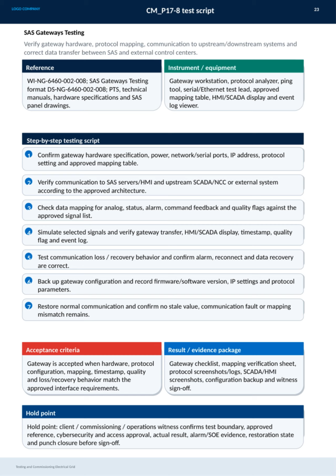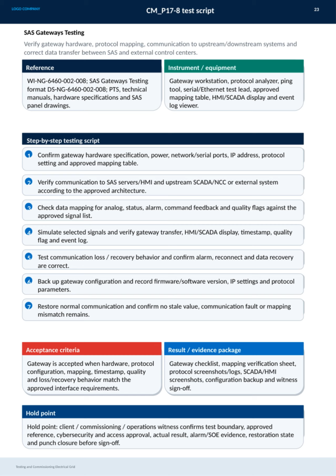The step-by-step testing script begins by confirming the gateway hardware specifications such as power supply, network and serial ports, IP address, protocol settings, and approved mapping tables. Next, we verify communication to SAS servers and HMI, as well as to upstream SCADA or NCC systems in accordance with the approved architecture. Then, we check data mapping for different data types, including analog signals, status, alarms, command feedback, and quality flags, all against the approved signal list.